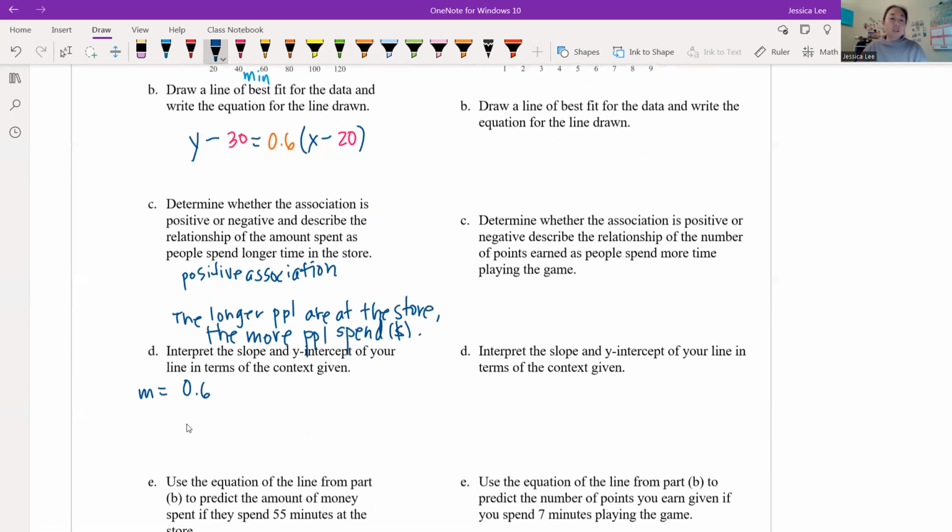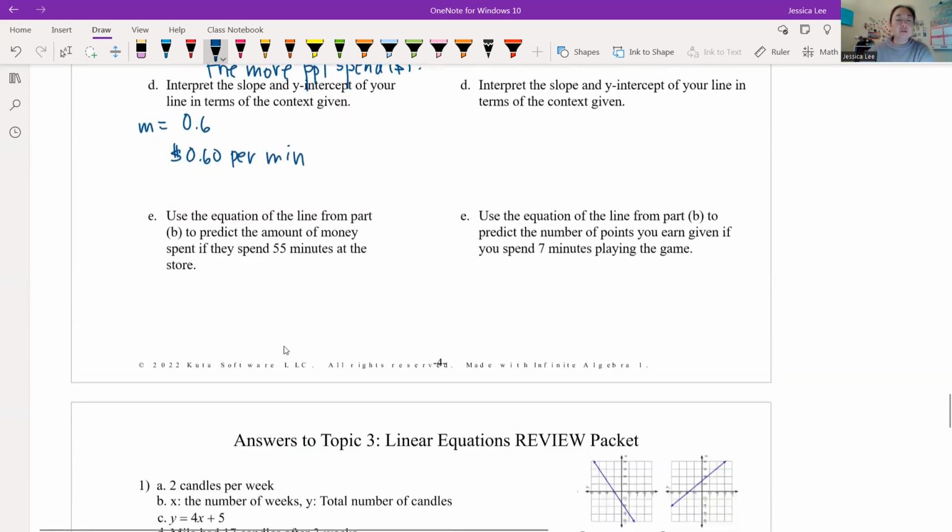So basically, what is $0.6? They're spending 60 cents. So this is going to be 60 cents per minute. There's context right there. Every minute you spend in there, you're spending 60 more cents. I think that makes sense. Well, I don't know how true this is. This is for this particular store.